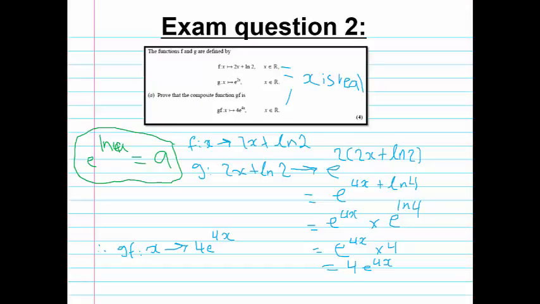You just put f of x into g of x. So you do g of that input, which gives you that, and then you simply simplify it and split the indices, and you get this as the answer. You have shown this, so you'd get 4 marks on this question.